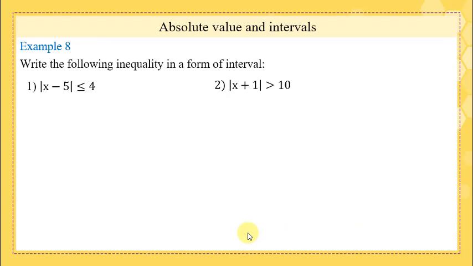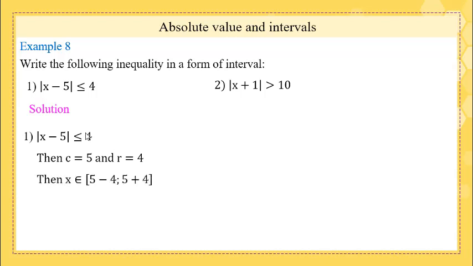Example 8. Write the following inequality in the form of an interval. Here we have absolute value of x minus 5 less than or equal to 4. Then c equals 5 and r equals 4. Then x belongs to [5 minus 4, 5 plus 4], meaning [c minus r, c plus r]. Then x belongs to [1, 9]. Here we close the interval since we have less than or equal.